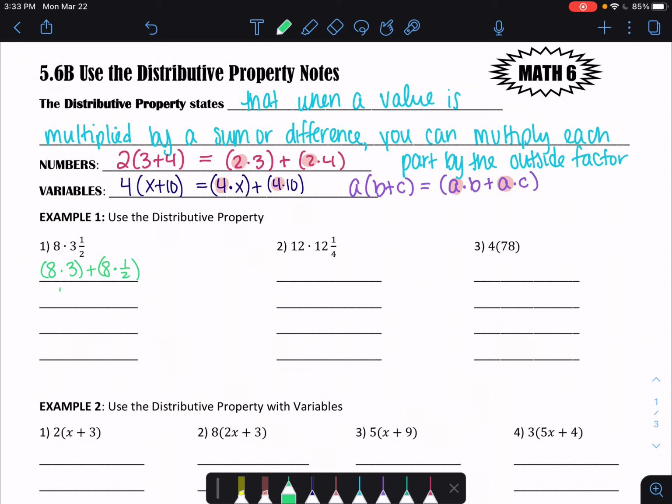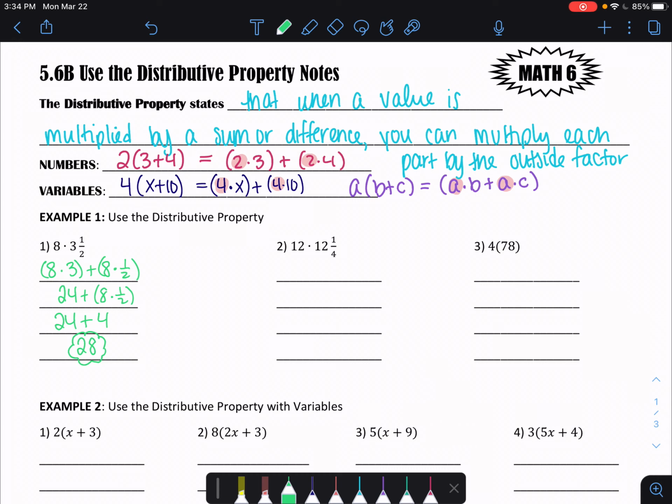And then I can do 8 times 3 is 24. And then I can do 8 times 1/2 is 4. And then I can add and get 28. So instead of multiplying 8 times 3.5 and having to deal with the mixed number, I can do 8 times 3 and 8 times 1/2 and then add them together.